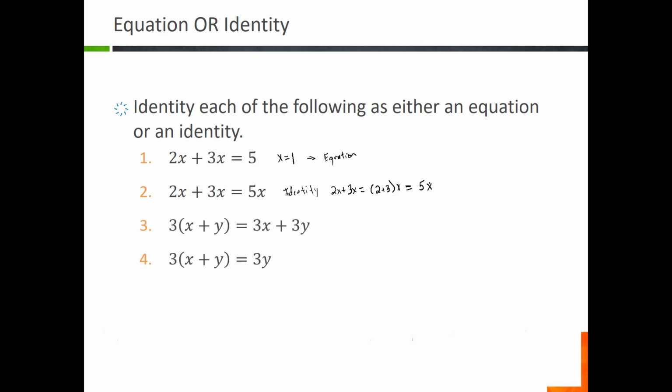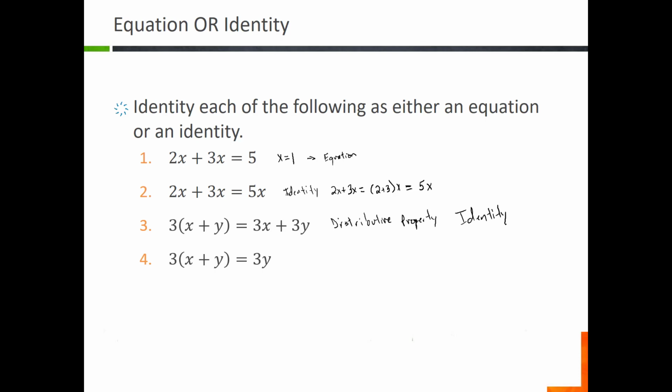What if we have 3 times the quantity x plus y is equal to 3x plus 3y? Okay, well, that's actually what we just looked at doing. That's the distributive property. So if you remember stuff like that from early in your math career, distributive property, this is always true. Therefore, it's an identity. If it wasn't always true, it wouldn't be a property.